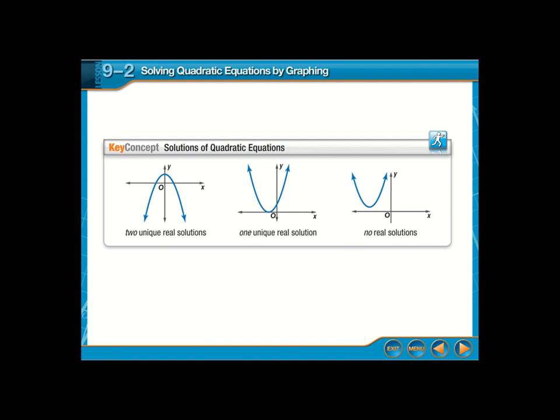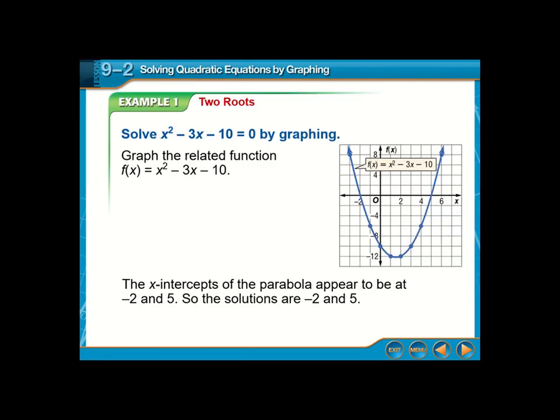So you can see on this page that there's three different possibilities. You can have two solutions, depending on how many times it touches the x-axis. That one has 2. This one, it's touching the x-axis at one place, and on this third graph, it's not touching at all.